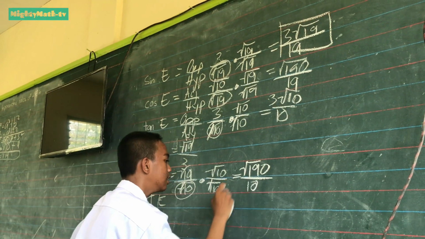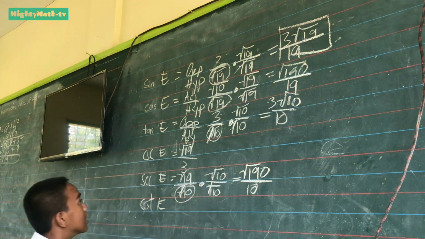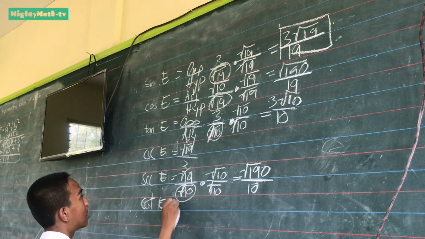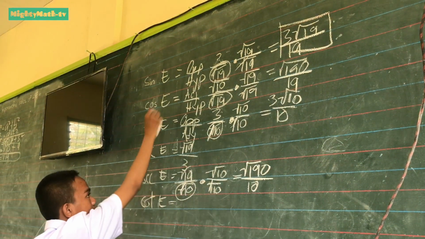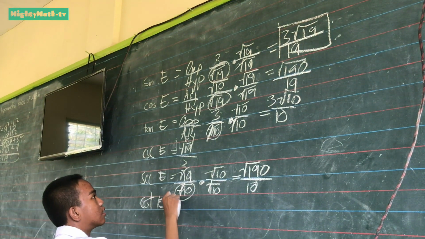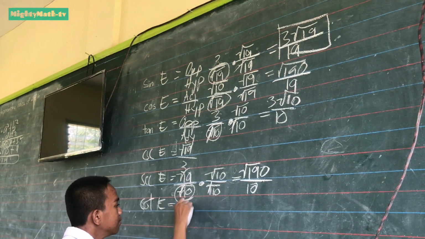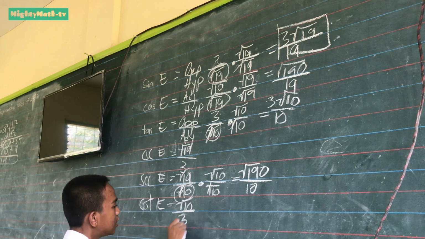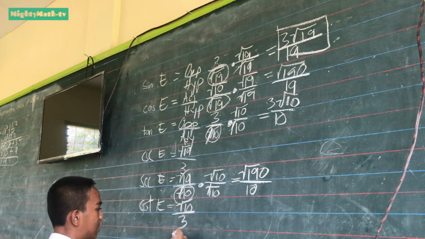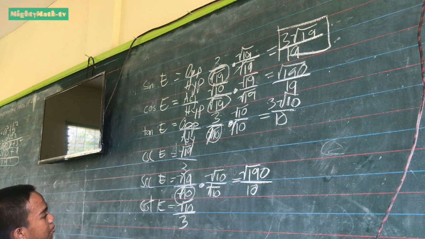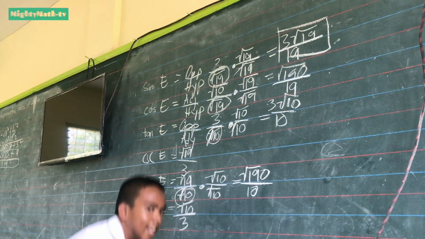And for cotangent, it's just the reciprocal of tangent. It's square root of 10 over 3. We don't have any radical sign below, so we'll skip the last process. And now you know.